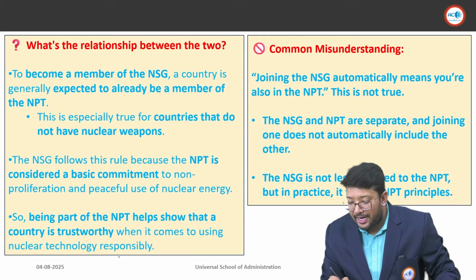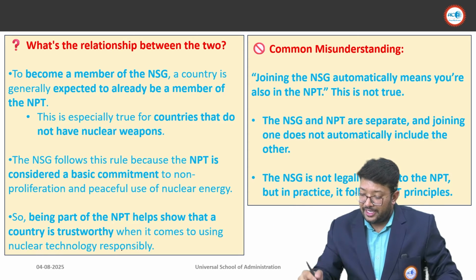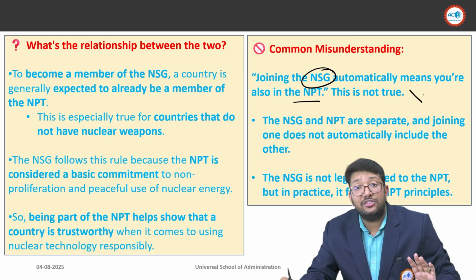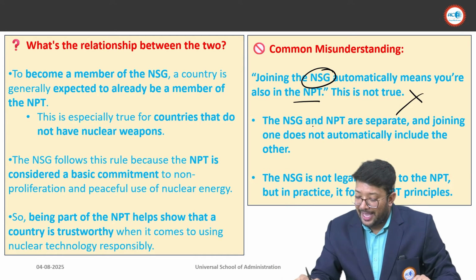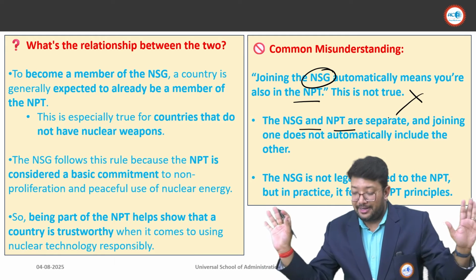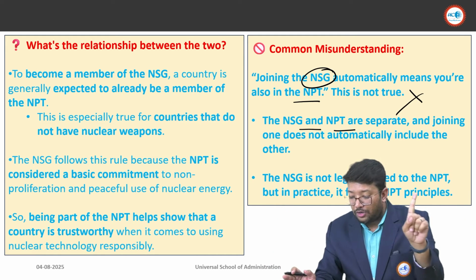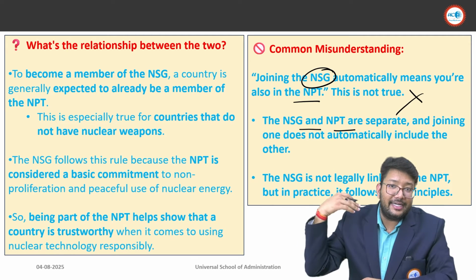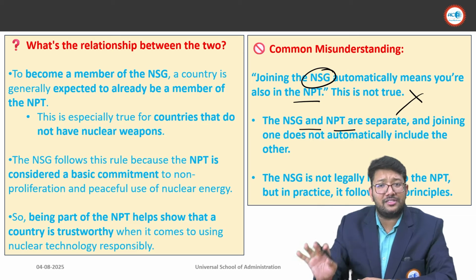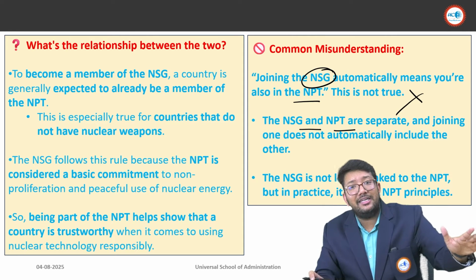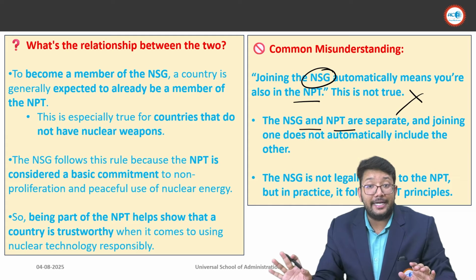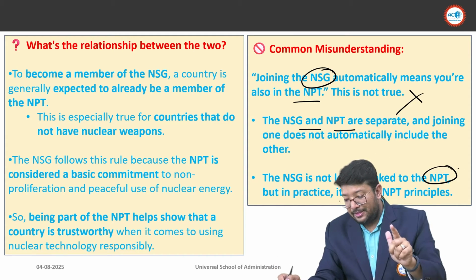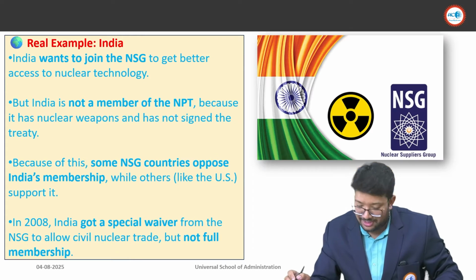What is the common misunderstanding? The common misunderstanding is that if we join the NSG, we automatically become part of the NPT. This is not true. The NSG and NPT are separate entities, and joining one does not automatically include the other. If somebody has signed the NPT, it doesn't mean it can be inducted directly into the NSG. There are procedures. If somebody is in the NSG, it doesn't mean it has already signed the NPT. The NSG is not legally linked to the NPT, but in practice it follows NPT principles.